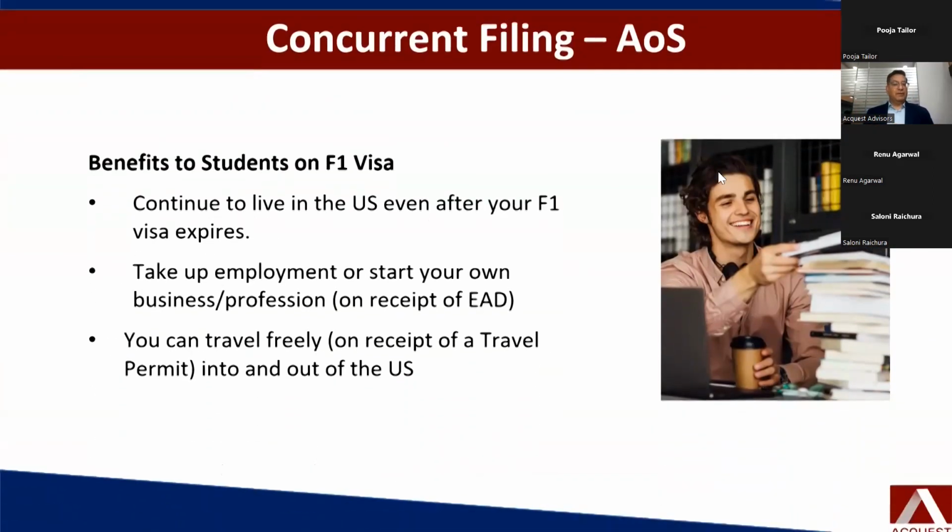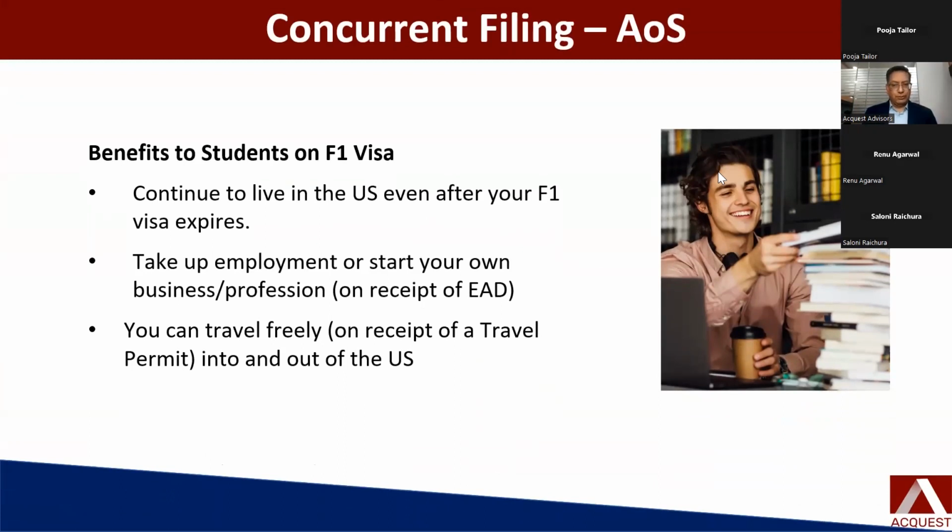Now let us look at these benefits. What are the benefits to the students? Once you have filed for adjustment of status concurrently after filing your EB-5 application, you get a travel card and you get your employment card. You get your employment card, which means that you can continue to stay in the US even if your F1 visa expires. So you don't have to worry about what will happen to your child after he has completed his education. What if he doesn't get a job? What if he doesn't get any extension of the visa? Will he have to come back? We have had this situation.